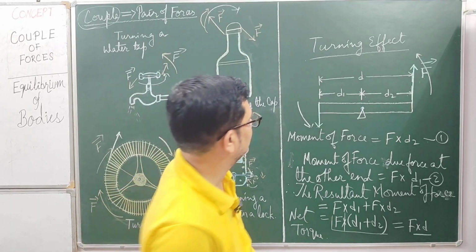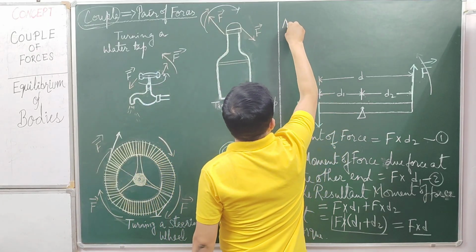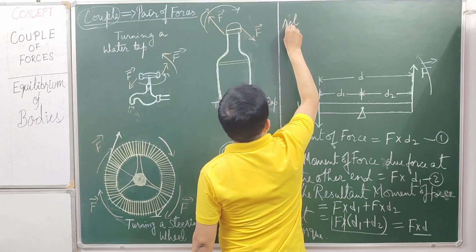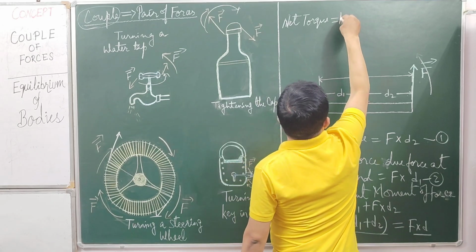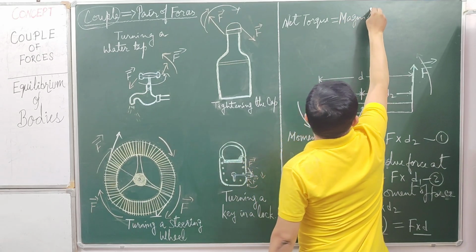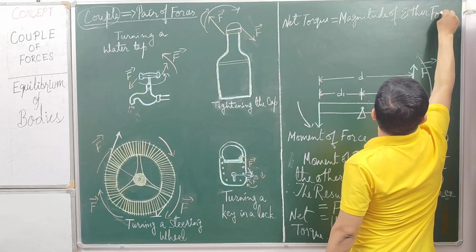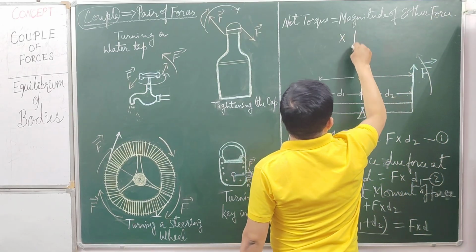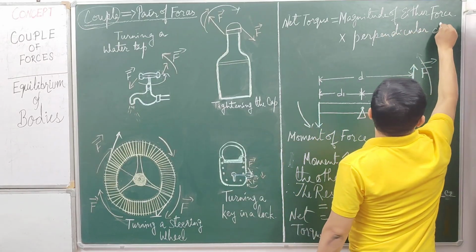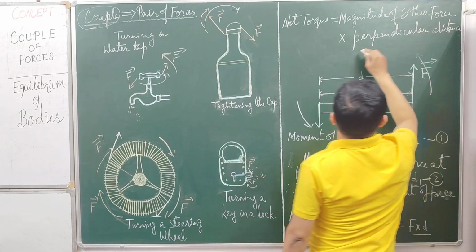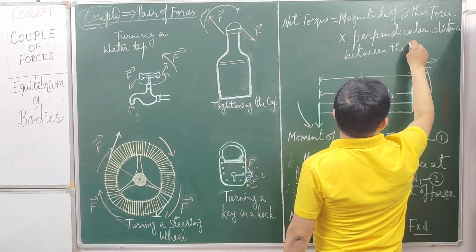So if you want to write it in words, the net torque or the net moment of force is equal to the magnitude of either force times the perpendicular distance between the two forces.